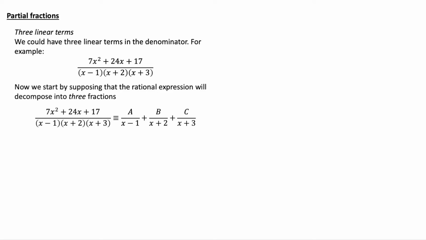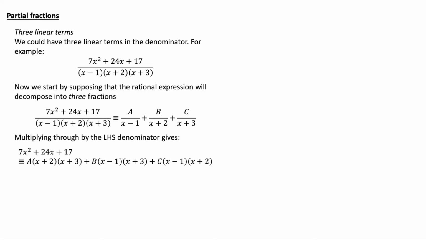Now if we multiply through by the denominator, then we end up with 7x squared plus 24x plus 17 is the same as A times (x plus 2)(x plus 3). The reason for that is of course the x minus 1 cancels. Now for the second fraction, B over x plus 2, when we times that through, the x plus 2 cancels away, leaving us (x minus 1)(x plus 3). And for the third one, the x plus 3 cancels, leaving us with C times (x minus 1)(x plus 2).